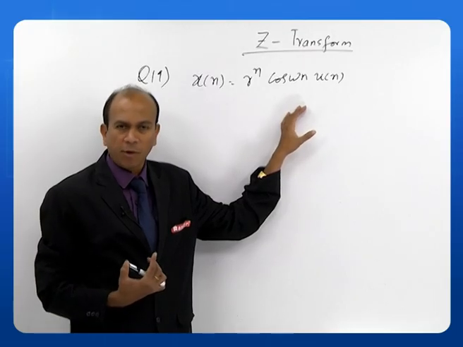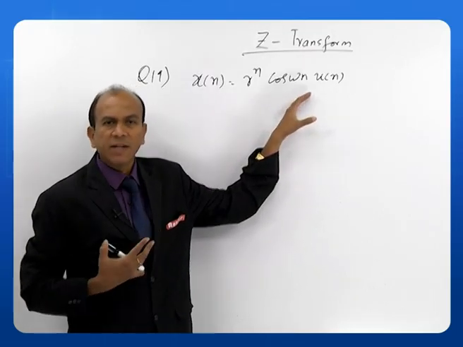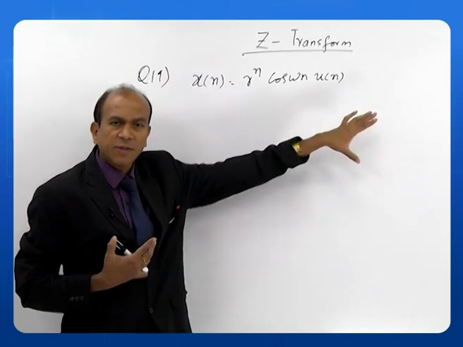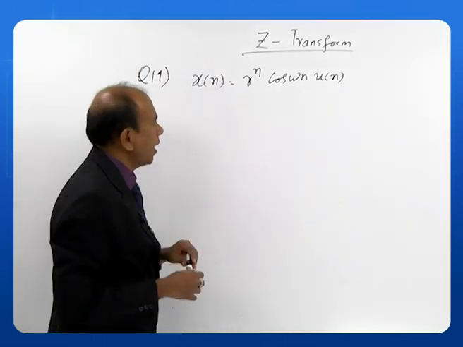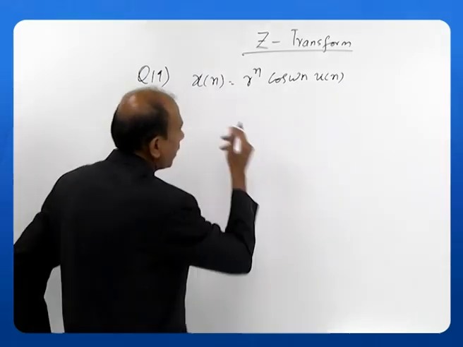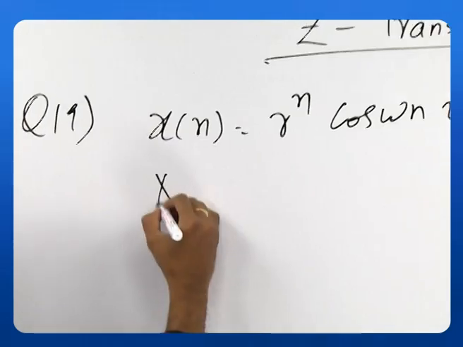The same procedure will follow, but one extra term will be there, that is why r. So, we have to carefully solve this so that we can get the final answer correctly. Okay, let us do this now. Let us go straight into X(z).